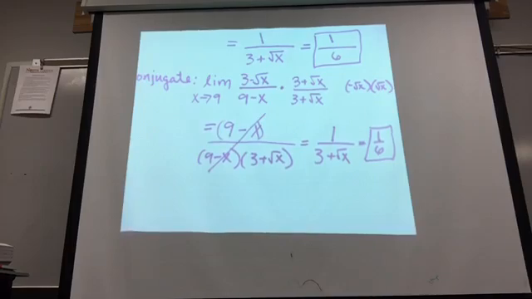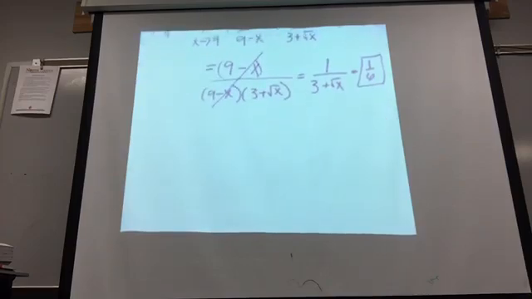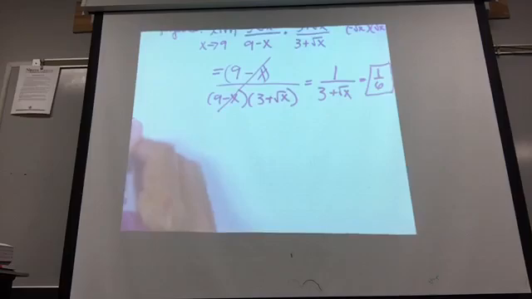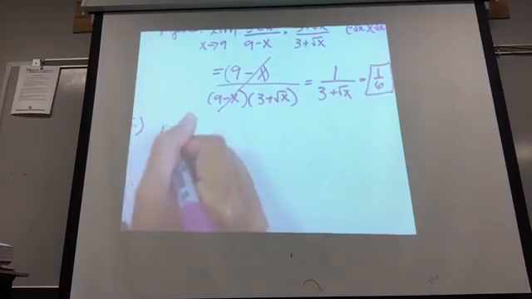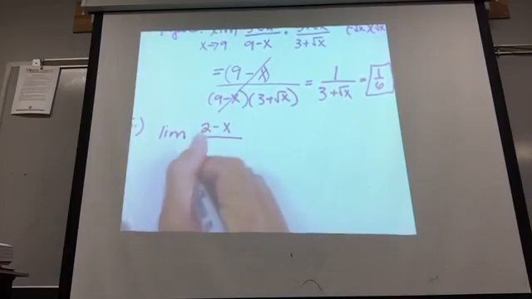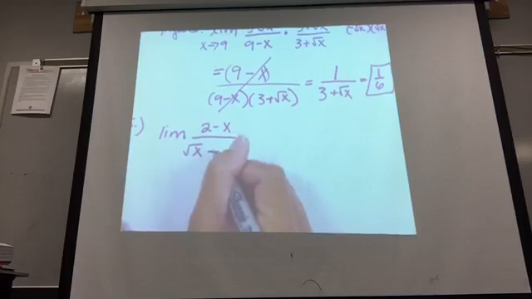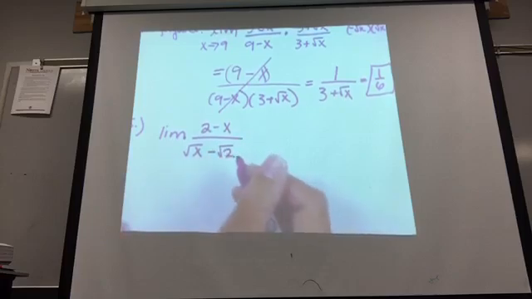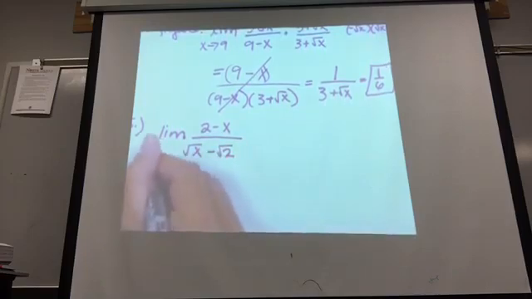Alright, example number 5. I have the limit of 2 minus x over the square root of x minus the square root of 2 as x approaches 2.